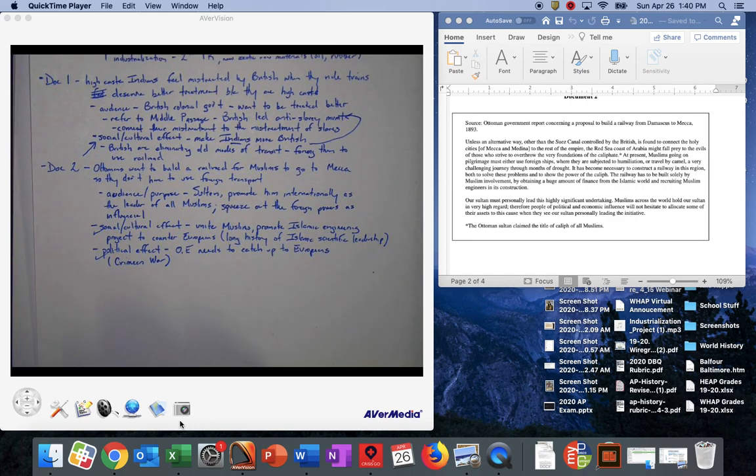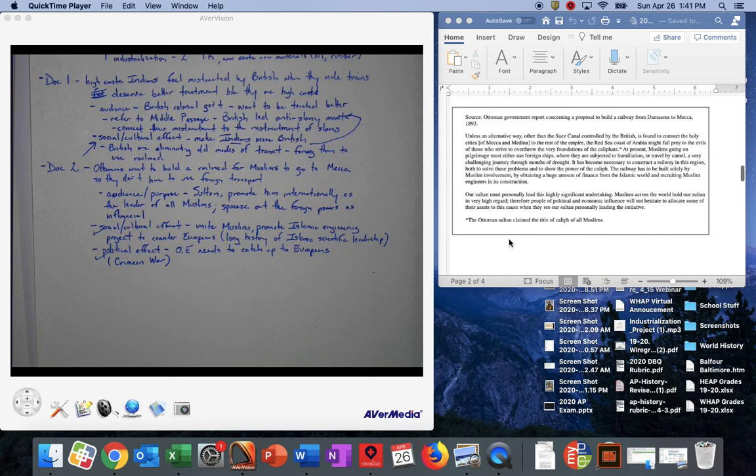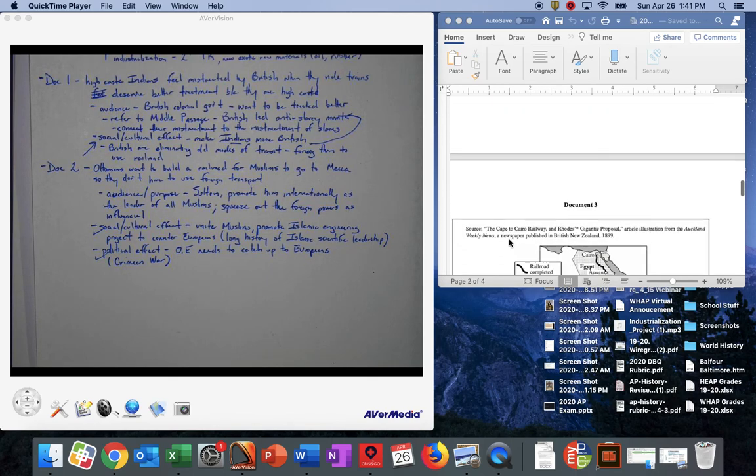And now we've got two different types of effects that we can write body paragraphs about. We've got social cultural stuff and we've got political stuff. And as we read the rest of the documents, those are the things we need to keep an eye out for, because I think that's how we need to structure this essay. All right, moving on to document 3.